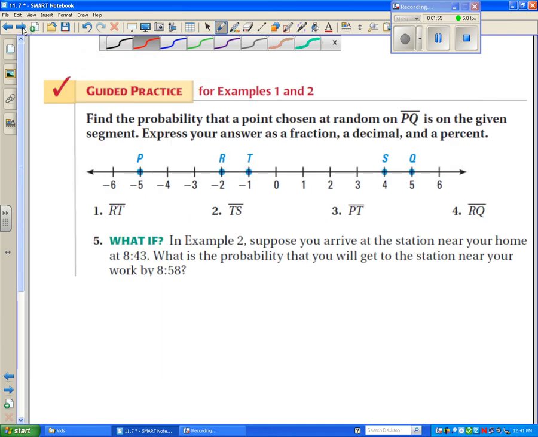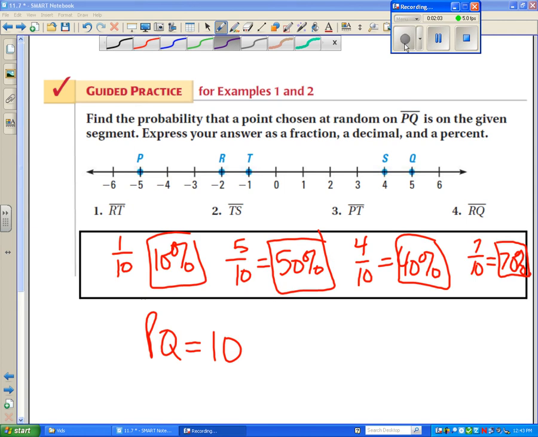Alright, go ahead and pause the video, try these 4 problems. I'm going to omit number 5. All we're doing each time is just finding the part over the total being PQ. So I get the part, which is 1 divided by 10, and I get 10%, 50%, 40%, and 70% chance.